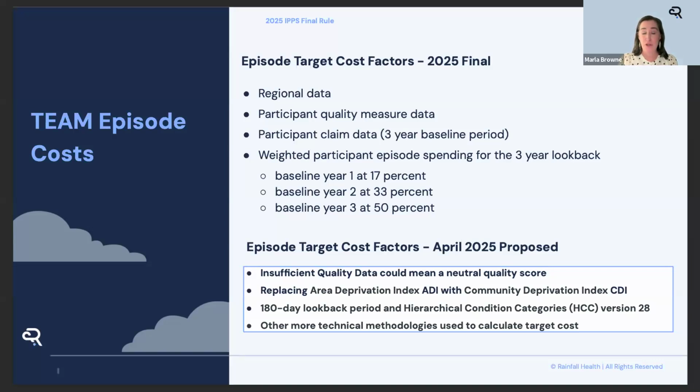Again, while it's not up to you or your facility to calculate your own target cost, it's important to know and to understand what factors contribute to those target costs and what is being proposed. So here are a few things that are being proposed.